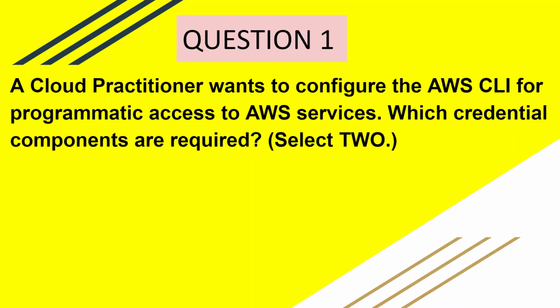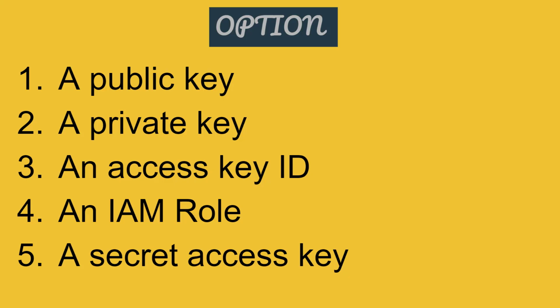Question 1. A cloud practitioner wants to configure the AWS CLI for programmatic access to AWS services. Which credential components are required? Select 2. Option 1. A public key. 2. A private key. 3. An access key ID. 4. An IAM role. 5. A secret access key.